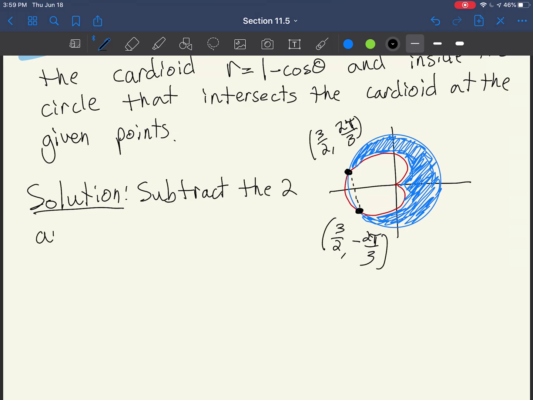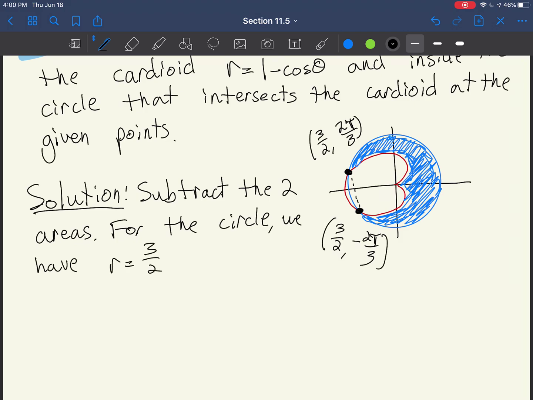Okay, solution. How would we do this? So we do this the same way as in Cartesian coordinates. We're going to subtract the two areas. So we can find the area of the cardioid because we were given the formula. It's r equals 1 minus cosine theta. We were not given the equation for the circle, which we will need to find the area of the circle. So we're going to have to figure that out. And notice that I gave you the coordinates in polar coordinates. So this is r equals 3/2 and theta equals 2 pi over 3.